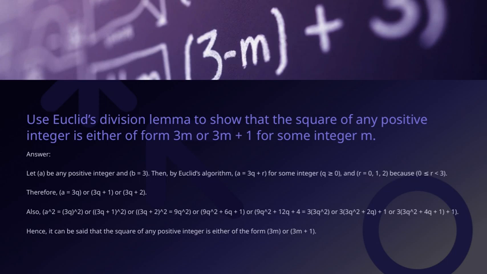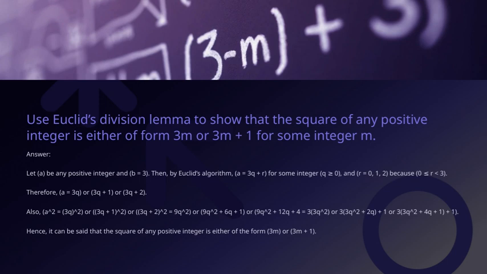When r is 1, the expression becomes 9q² plus 6q plus 1. We can factor out a 3 from the first two terms, leaving us with 3 times (3q² plus 2q) plus 1. So in this case, a² is of the form 3m plus 1. Similarly, when r is 2, the expression becomes 9q² plus 12q plus 4. We can write 4 as 3 times 1 plus 1, so the entire expression simplifies to 3 times some integer plus 1 again.